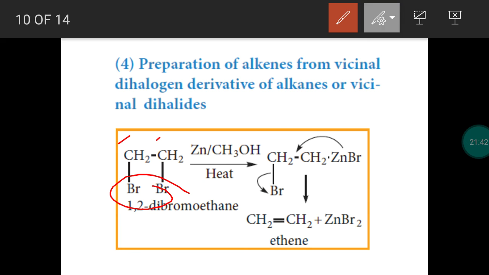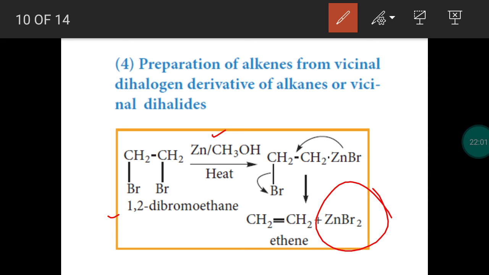So what is the IUPAC name of this vicinal dihalide? 1,2-dibromoethane, or the common name ethylene dibromide. This is warmed with zinc in the presence of methanol. There is an elimination of a salt. Zinc bromide will be eliminated with the formation of ethene.